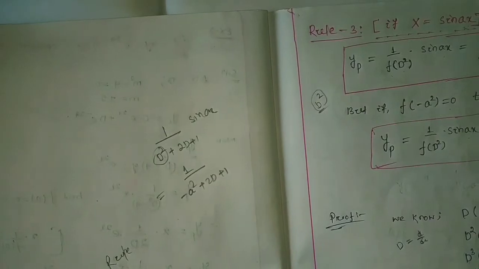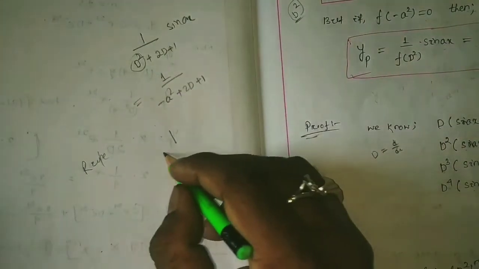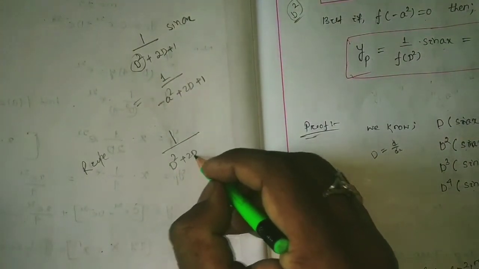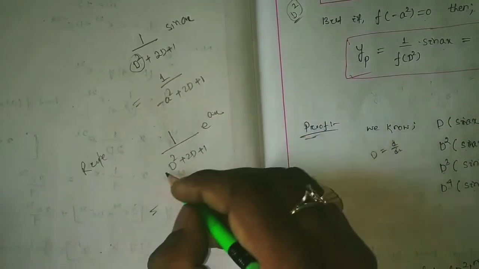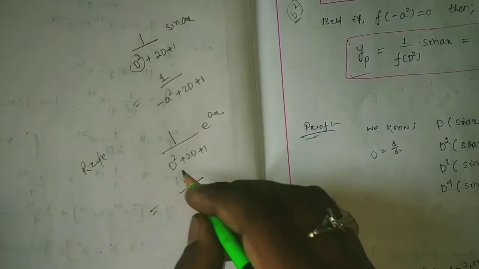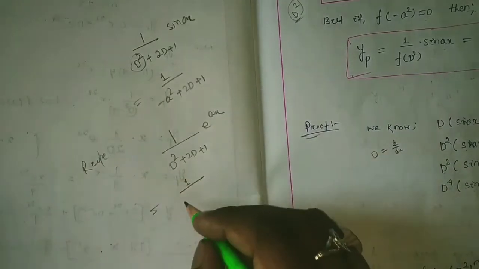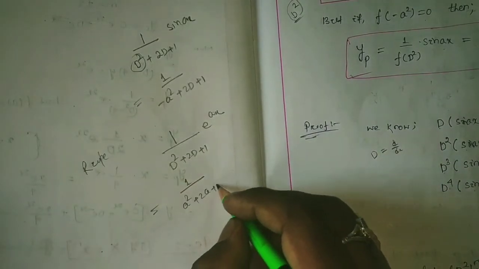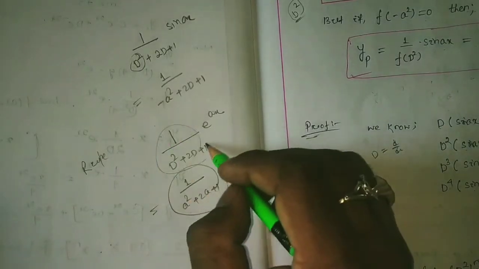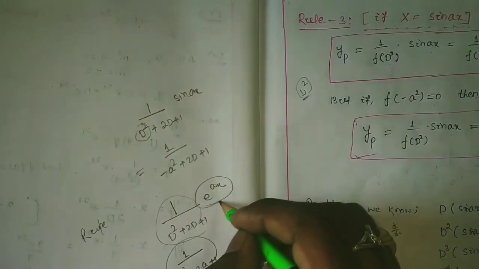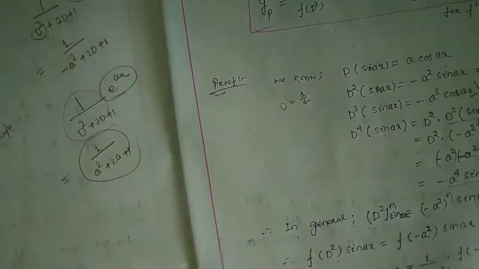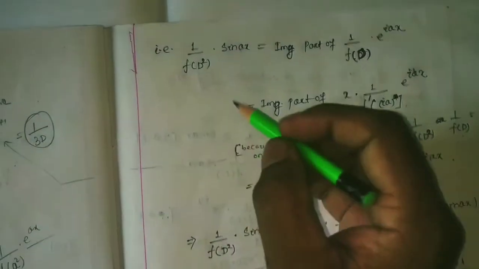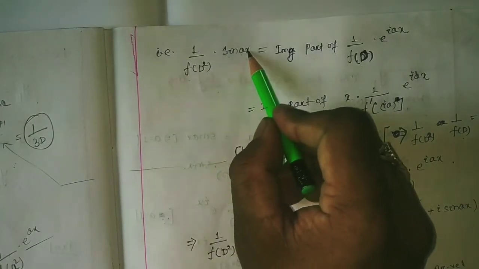But if we have the same numerical, that is D square plus 2D plus 1 with e to the power ax, then we have to substitute a at all the places. Wherever D is there, we can put a. So this will be a square plus 2a plus 1. So this is the small difference between when X equals e to the power x and when X equals sin x.